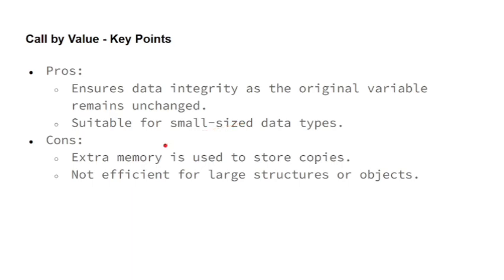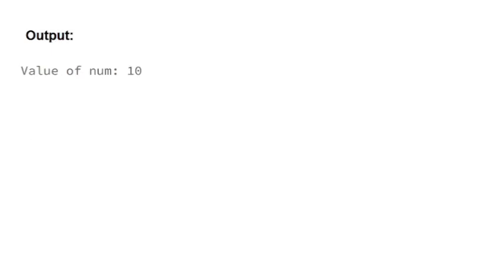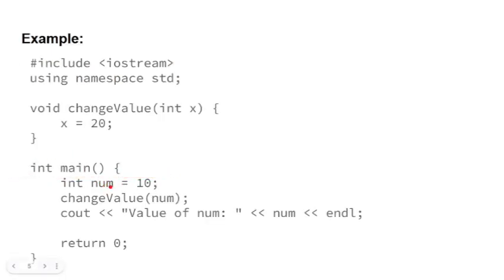And the disadvantage is that it takes more memory. It takes a lot of memory, because we are making copies of variables. For example, in this function, the num, when we call the change value function, we use this num variable in it.